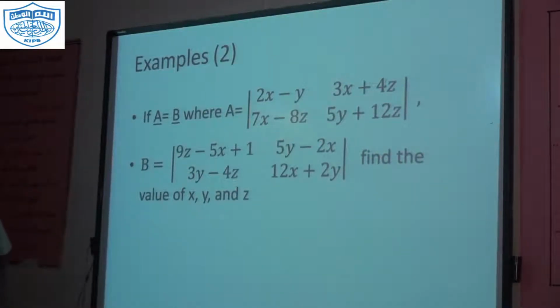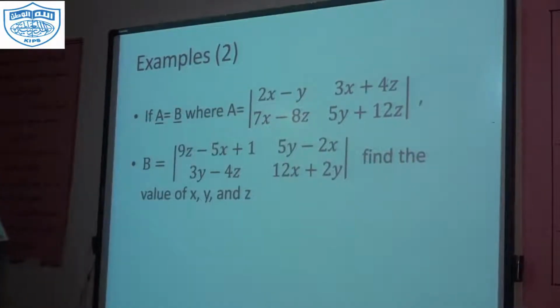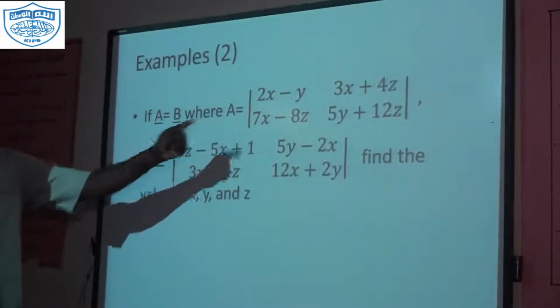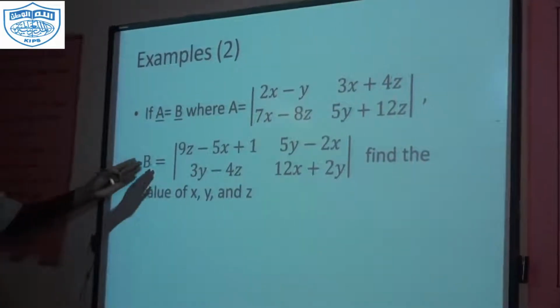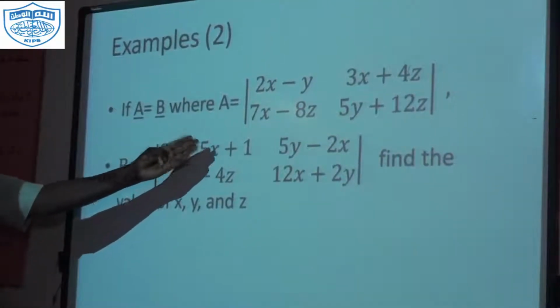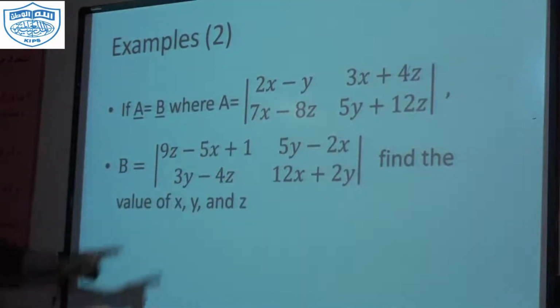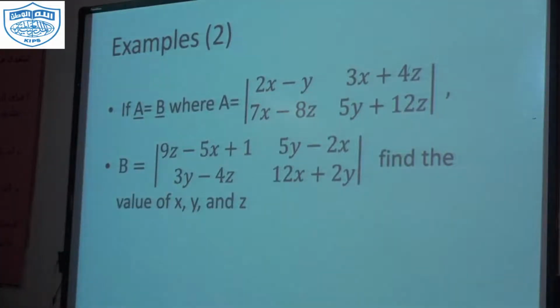Another example. If A equals B, where A equals the matrix 2x minus y, negative 5, 3x plus 4z, 7x minus 8z, 5y plus 12z, and B equals 9z minus 5x plus 1, 5y minus 2x, 3y minus 4z, and 12x plus 2y. Find the value of x, y, and z.